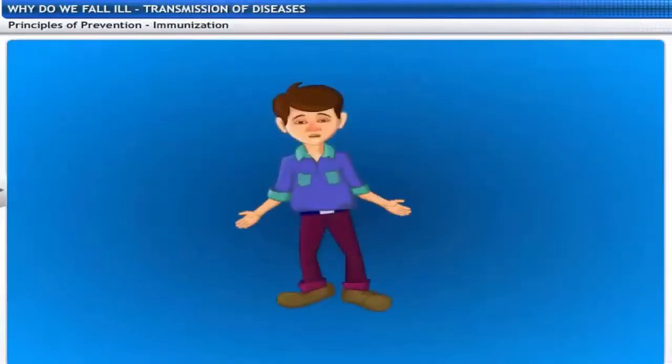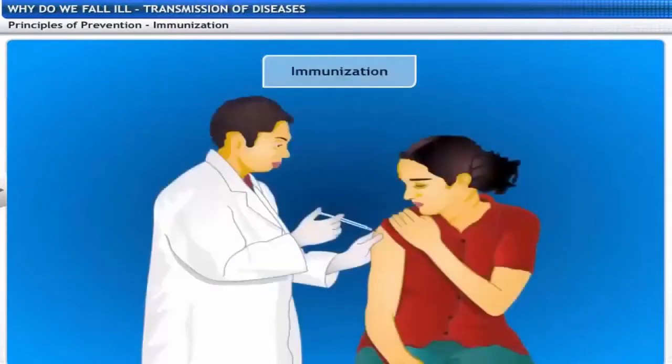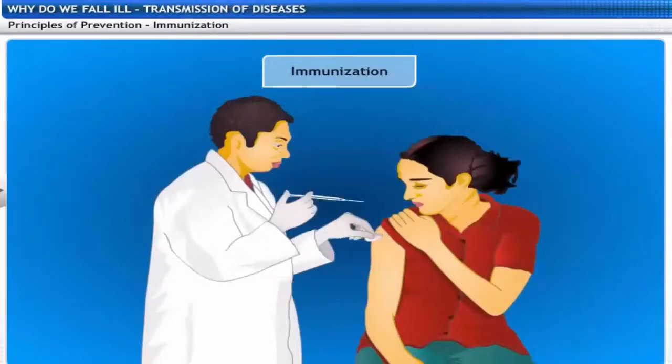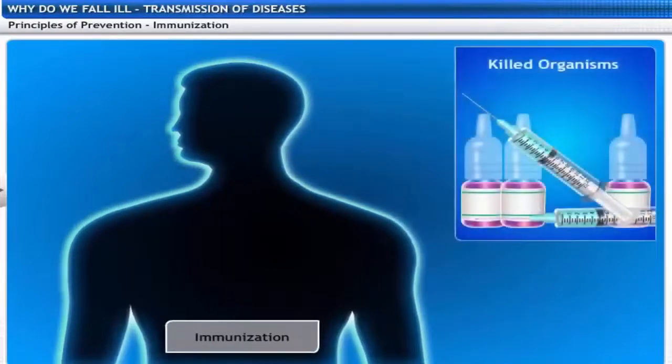Can we overcome diseases like chickenpox prior to its entry into the body? There is the immunization process that prevents the growth of microbes and protects us. This is the third basic principle of prevention of infectious diseases. Immunization is the protection of individuals from communicable diseases by administration of a suspension of killed microorganisms.